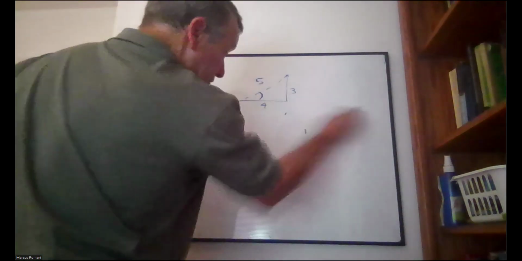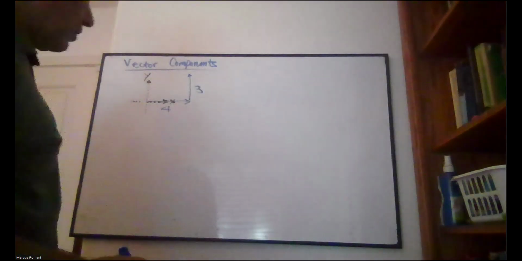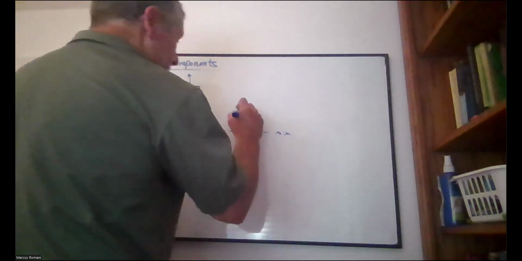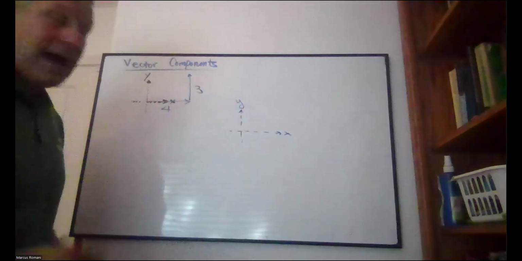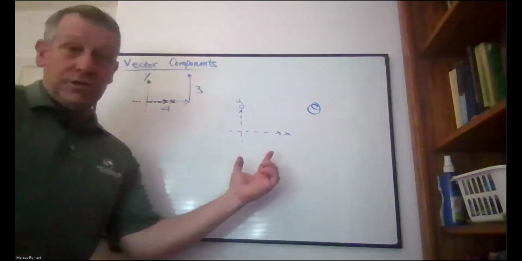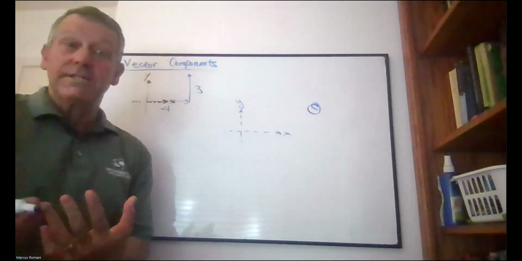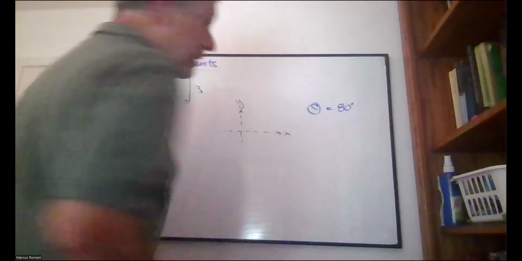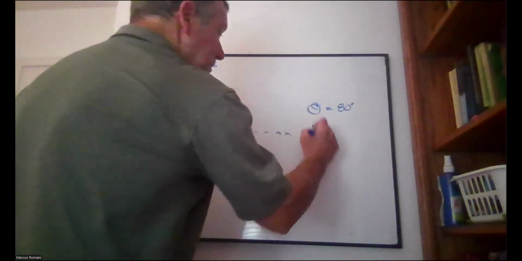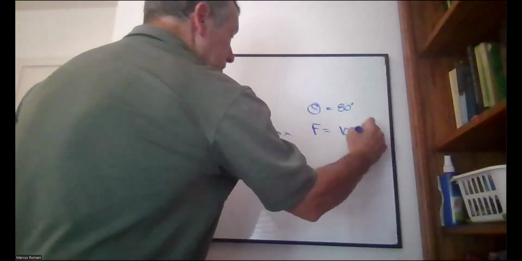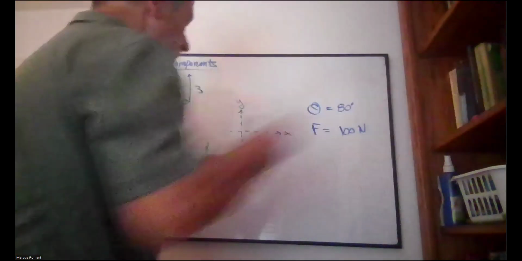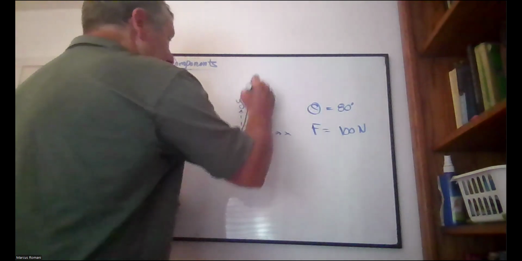No need to take any notes for this. Again, if this is something you're super comfortable with, fast forward or put it on 1.5 speed. But let's imagine that we have the x-axis here like this, and this is the y-axis. We're going to measure our angle as rotation counterclockwise from the x-axis. So let's say we have a theta equal to 80 degrees, and we have a force of 100 newtons. Representing that, it would be a force of 100 newtons, kind of like that.